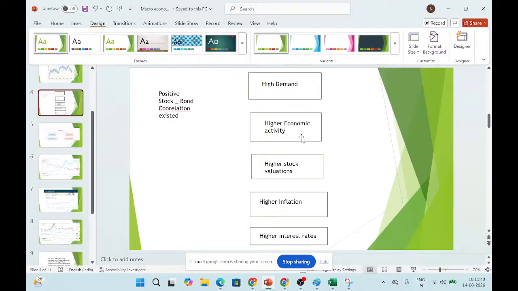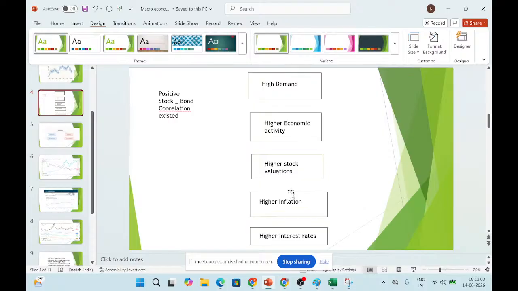High demand will lead to high economic activity, correct? High economic activity will lead to what? Higher valuation in the stock market. Since there is a lot of demand, a lot of consumption of commodities is happening, so that will lead to higher inflation. If higher inflation is happening, what will the RBI do to curtail this inflation? They'll increase the interest rates, correct?